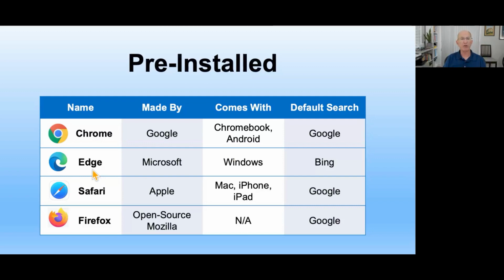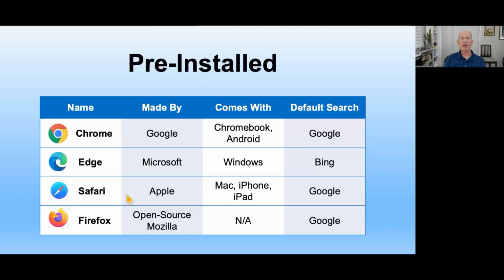Edge is a browser that's made by Microsoft. They used to make an old one that's obsolete now, called Internet Explorer. But Microsoft now installs Edge on all Windows devices, and its default search engine is set up to use Bing. When you use Edge to search, it automatically will use Bing unless you change it. You can change it, just like with Chrome. You can change it from Google to something else.